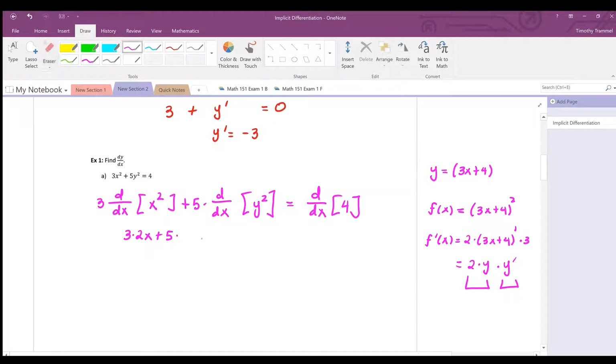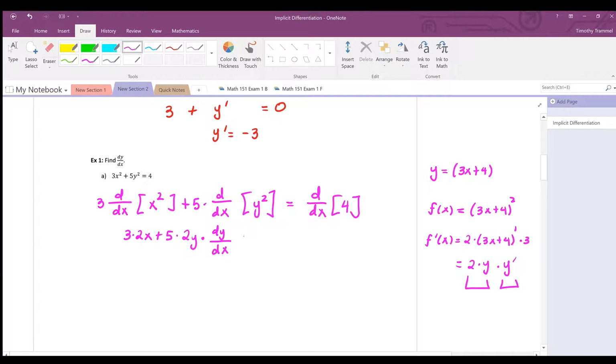And so that's what we'll do over here. We'll have 2y times either y prime or dy dx. It just depends on how you want to write it. Let's go with dy dx, since that's what the question states. So again, this was the derivative of y squared, and this was the derivative of the inside. Chain rule.